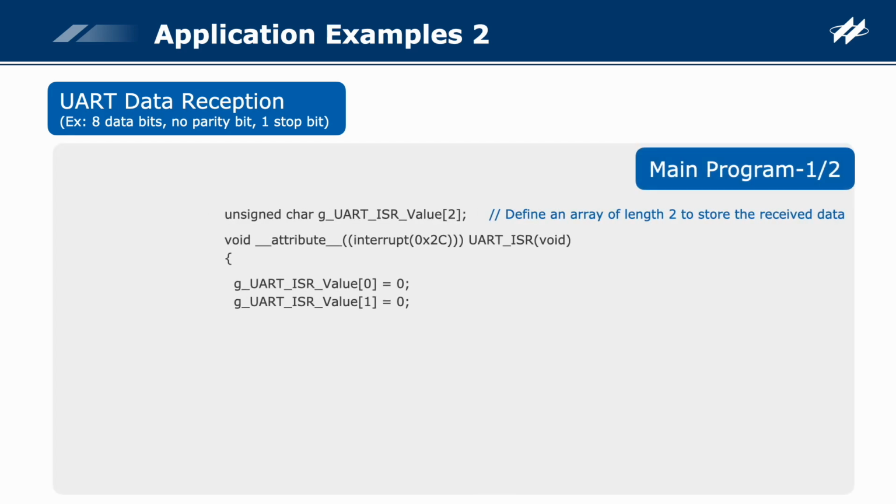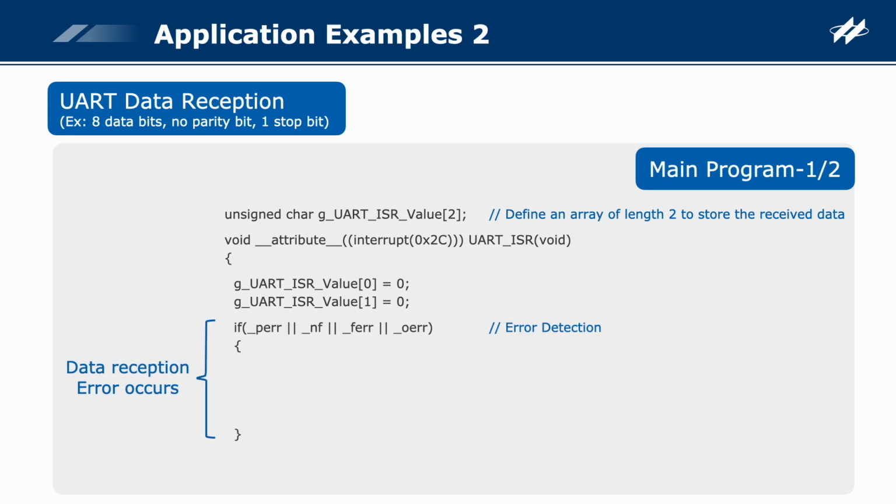Here is a data reception program example. First, execute the data receiving error detection, including parity error, noise error, framing error, and overrun error detection. If an error occurs, you can clear the RXIF flag and error flag by reading the USR register first, then the TXR/RXR register.